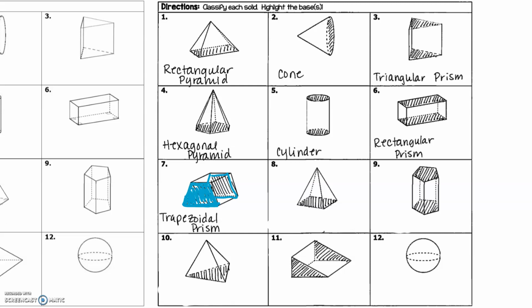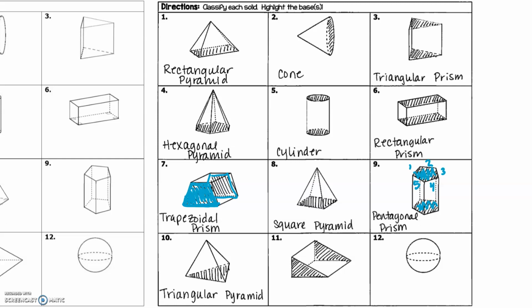Now, looking at number 8, the base is either square or rectangular. It's kind of hard to see on this one, so I would accept both as an answer, but this is actually a square pyramid. Number 9, let's go ahead and count the sides. 1, 2, 3, 4, 5. So we have to think about the shape that has 5 sides, and that would be a pentagon. And we do have a prism in this case, so it's going to be a pentagonal prism. Number 10, we do have a pyramid, and the shape of the base is a triangle, so it'd be a triangular pyramid.